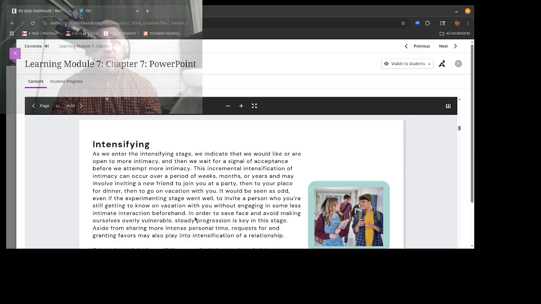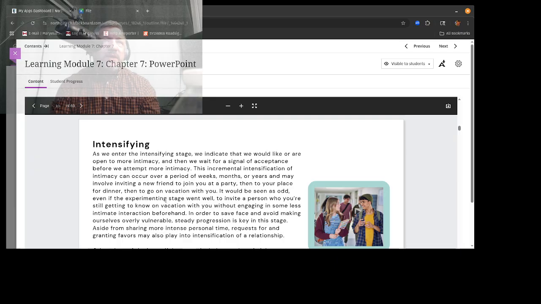Intensifying. At the intensifying stage, we indicate we would like or are open to more intimacy. Now, when I say intimacy, that means closeness, not the other. We'll talk about the other later. We're talking about finding closeness, meaning, are we going to move this friend a little closer? Are they going to become part of our social network? And we wait for the signals of acceptance before we proceed. This stage can take a long time, weeks, months, years, as you work from a very basic acquaintance into a friendship.